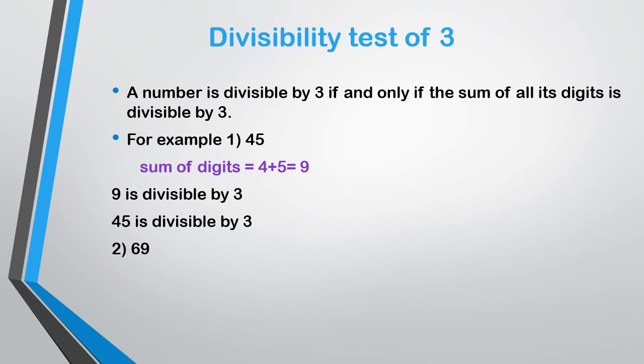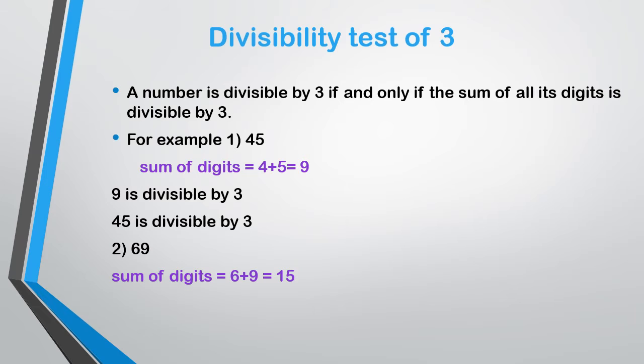69. What is the first step? We have to find the sum of digits. So here the sum of digits is 6 plus 9, that is equal to 15. So 15 is a smaller number. We can use the multiplication table to check whether 15 is divisible by 3 or not. And also we can make this 15 a single digit, that is 1 plus 5 is equal to 6. We can do it in two ways.